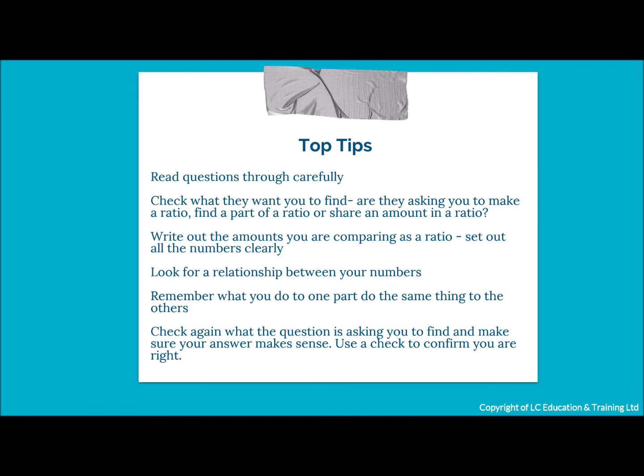You want to look at what the relationship is between all of the numbers. And remember, what you do to one part, do to the other. Always read the questions a couple of times to make sure you know what's happening. And then make sure you do a check to confirm that you're correct at the end. So those are my top tips.